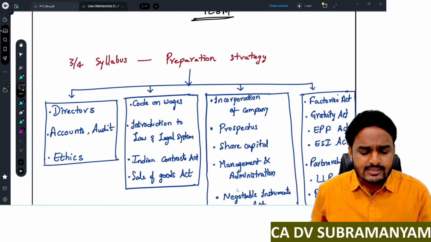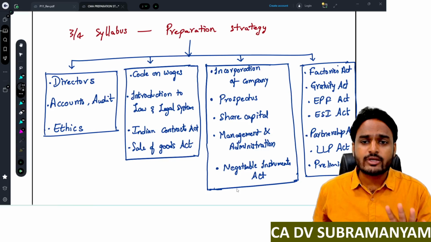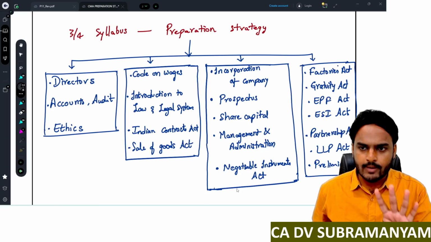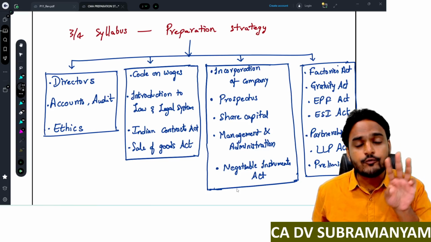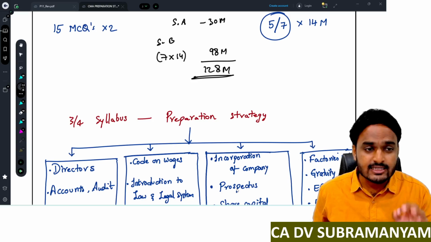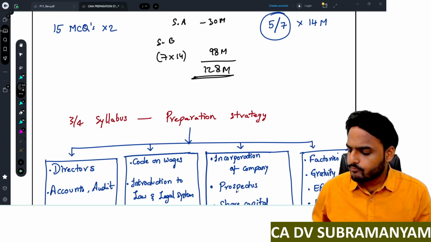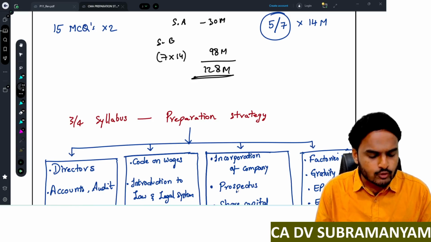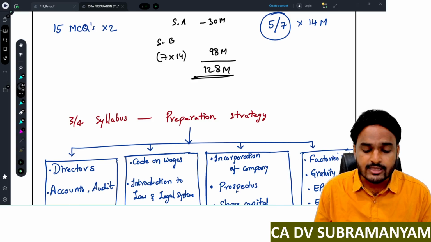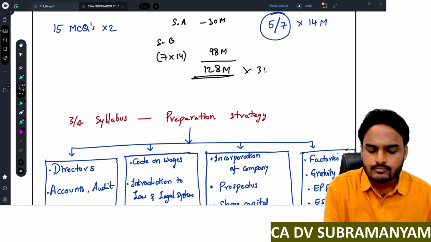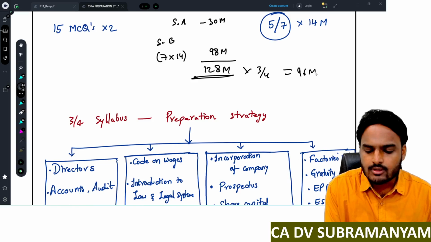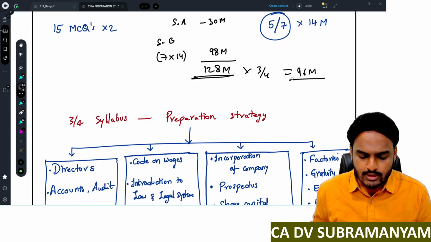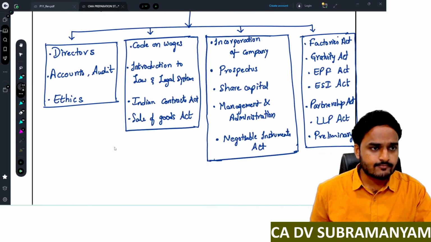Now, I classified all the chapters into 4 categories based on the weightage. Understood? So 4 parts. Out of 4 parts, even if you prepare 3 parts, you can easily attempt 100 marks. See, ma'am, 128 marks. 128 into 3/4, that means into 75%, that is 96 marks. Almost near to 100 marks only. Getting my point, students? Now let's look into these 4 parts, 4 categories.